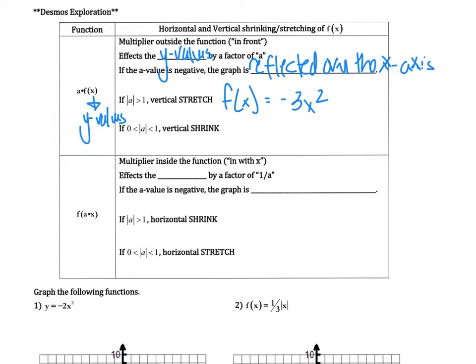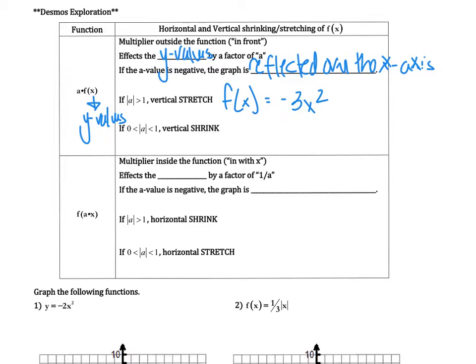Okay. So then the absolute value of a is 3, so that's going to be a vertical stretch. Okay, so that means you're increasing faster between the y values. So it's going to stretch out vertically. So think about making yourself taller. That would be a vertical stretch.